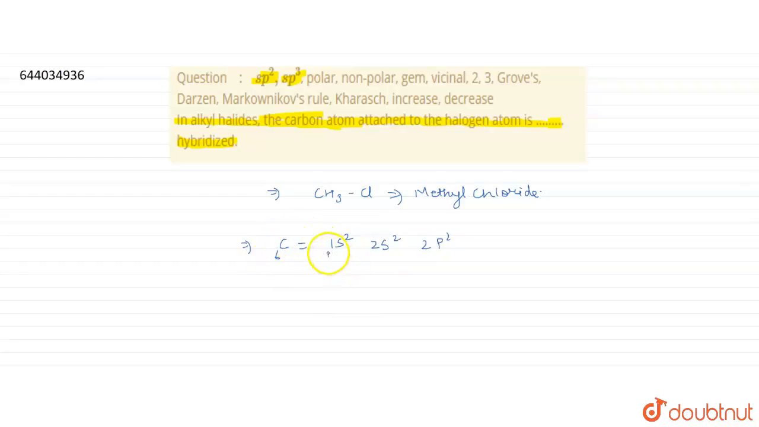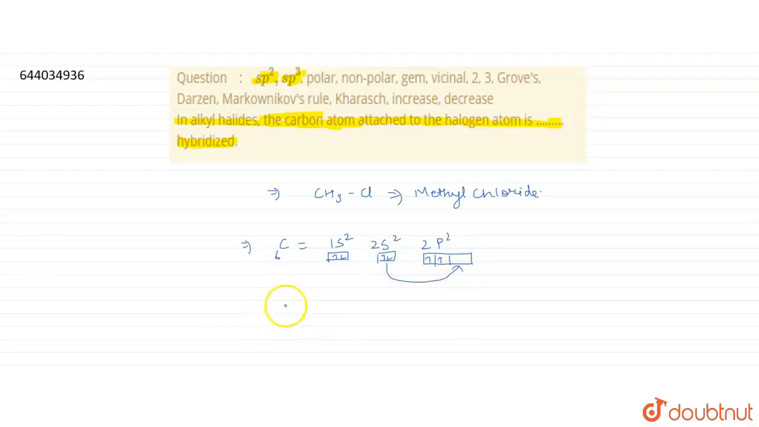This is in the ground state, so its orbital configuration will be like this: 1s2, 2s2 and 2p2. So what happens? To form a molecule, carbon will go into its excited state, and one s electron will be transferred to the higher orbital, the p orbital. So in the excited state, one 2s electron will be transferred to the 2p, that is the higher orbital.